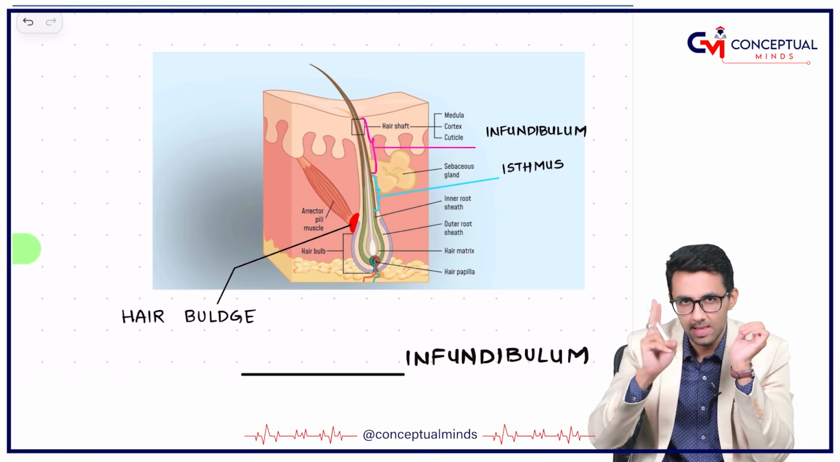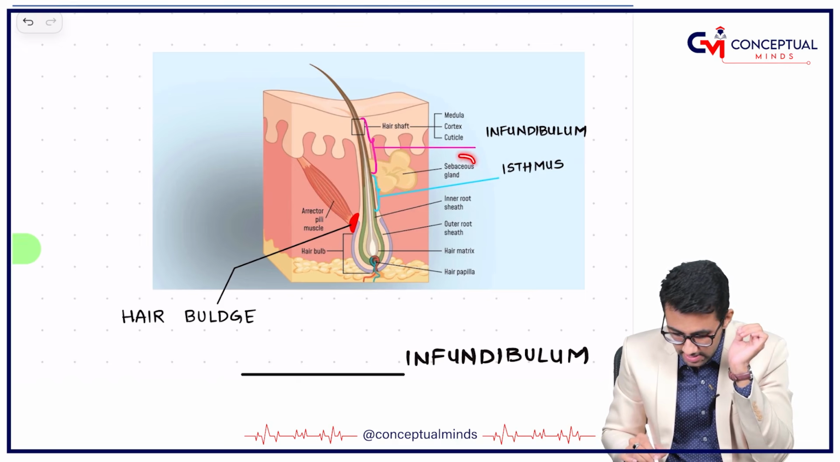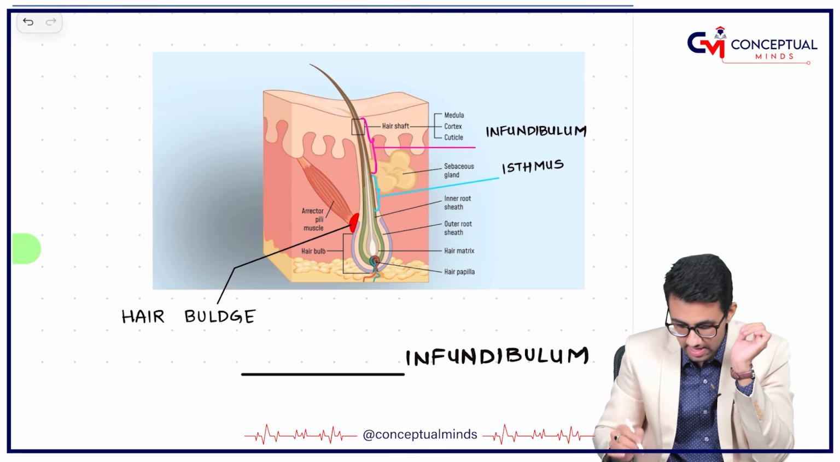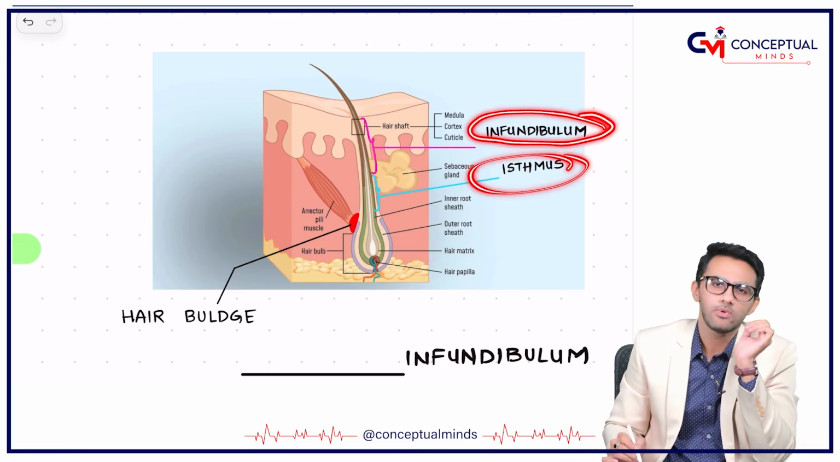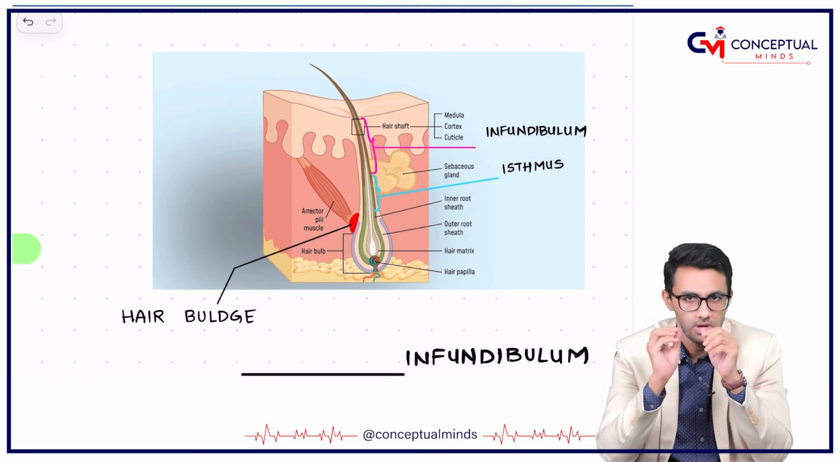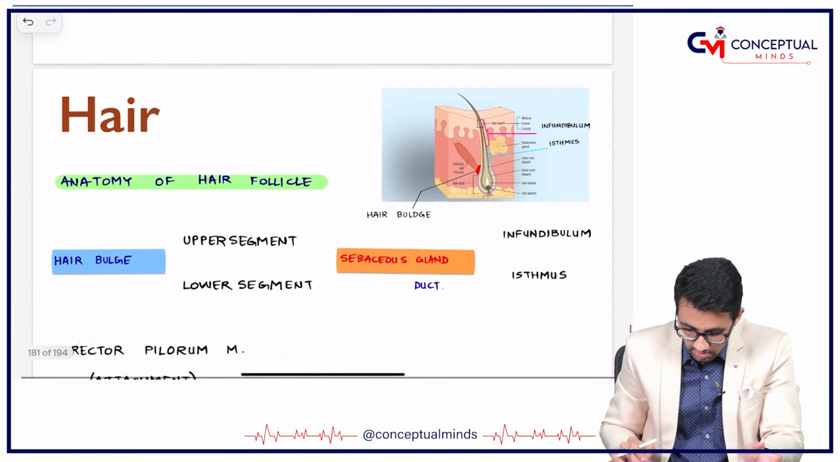This is one point. The second point is that this is the sebaceous gland, the sebaceous duct, and because of this, the hair is divided into infundibulum and isthmus. This much should be very clear to you straight up. Now we discuss all these things.